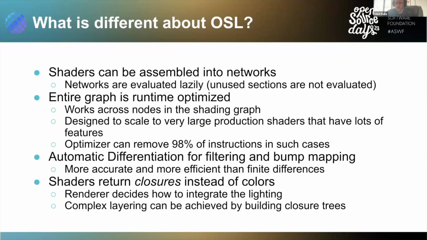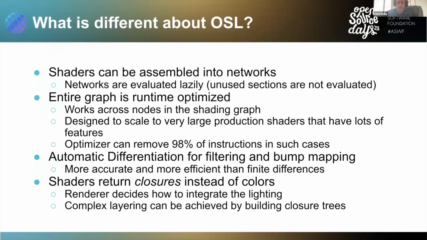Another useful property that our runtime has is that it optimizes the entire graph of the material. It doesn't look at shaders individually. It considers how they're plugged together. So that means that we can optimize across nodes, even nodes that have been written by different shader writers, and consider really the material as a whole. And this is designed to scale to really very large production shaders. And we'll hear about this a little bit later in the presentation. Shaders can have lots of features, but once they're plugged in together, all those features may not be used all at once, and the optimizer can remove a lot of instructions to make them run fast at runtime.